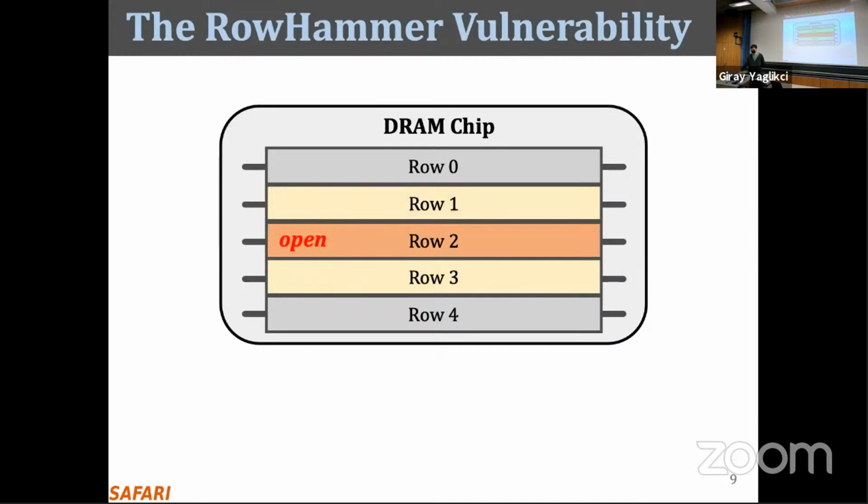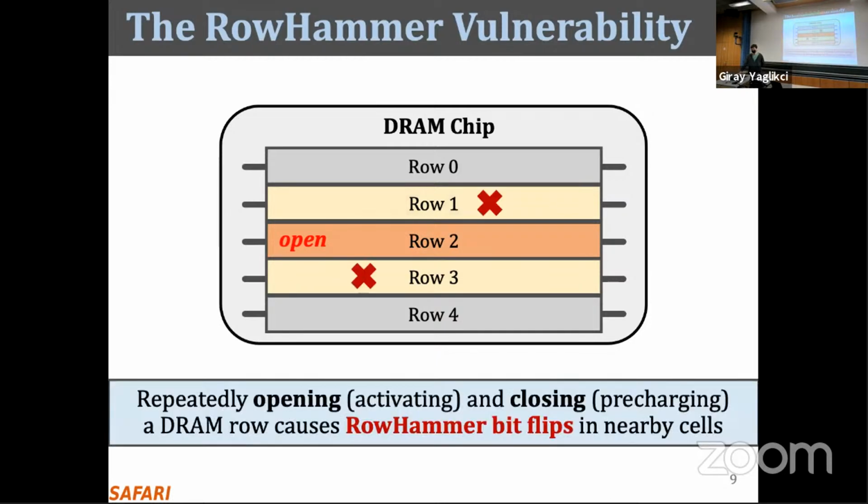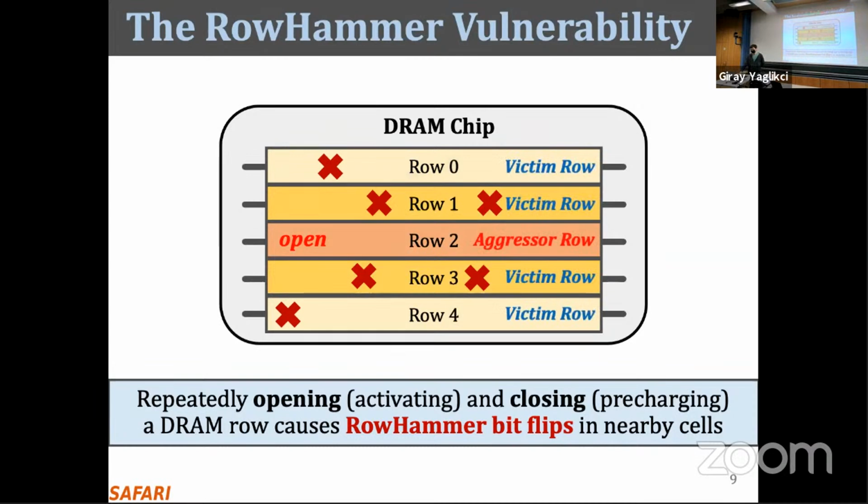Due to an increase in cell-to-cell interference, as a likely result of increased cell packing density, rapidly activating and precharging the DRAM row can result in bit flips in nearby rows. Continuing to access the same row causes even more failures in nearby rows. And this is basically the phenomenon known as RowHammer. We refer to the rapidly accessed row as the aggressor row, and the rows containing bit flips as victim rows.